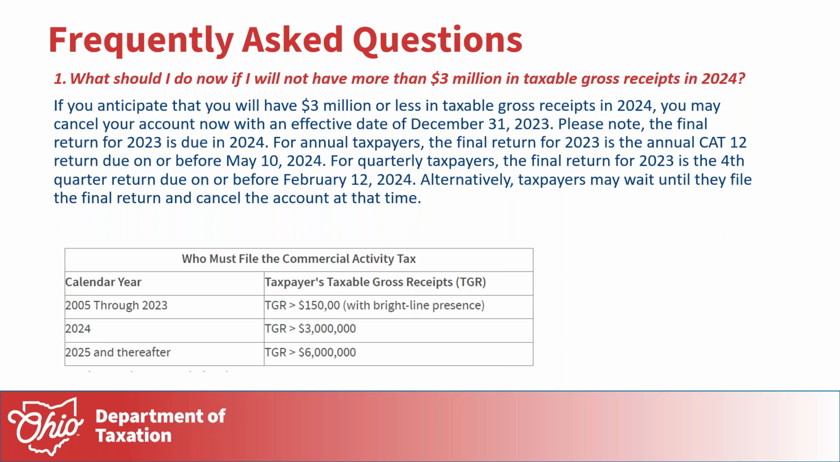Please note the final return for 23 is due in 2024. That's May 10th for the due date. For our quarterly taxpayers, that final return is due on February 12th of 2024. Alternatively, taxpayers, you may wait until you file that return to cancel your account at the same time. Okay, you don't have to go back and do the cancel transaction if you choose to cancel your account on that return.